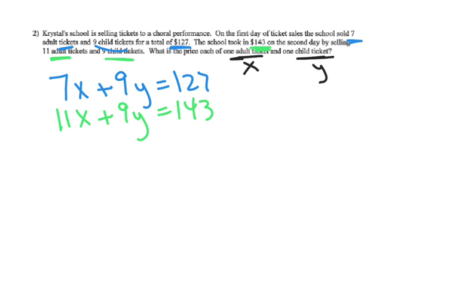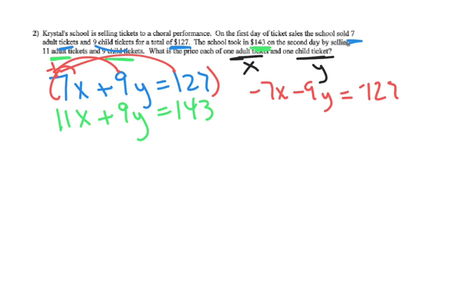Okay, so now we want to solve our system. So let's get rid of the Y's. Let's multiply this top one by -1. So we'll have negative 7X, negative 9Y equals negative 127. We'll bring this bottom one straight over. 11X plus 9Y equals 143. So we'll add straight down.